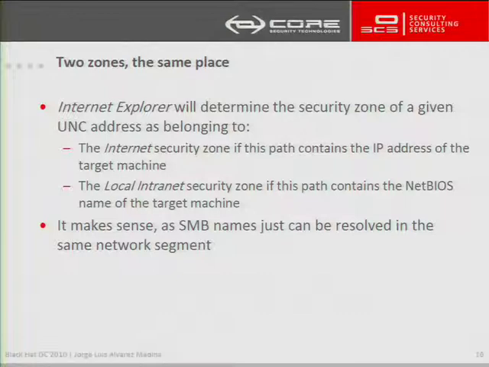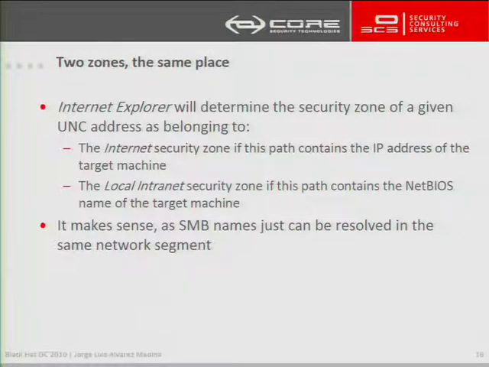Well, another of the Internet Explorer features has to do with how to classify a website or a URL as if it belongs to a given zone. One of the rules that can be read in the MSDN documentation is that a UNC address will be treated as belonging to the Internet security zone when the path written in that UNC address contains the IP address of the target machine.